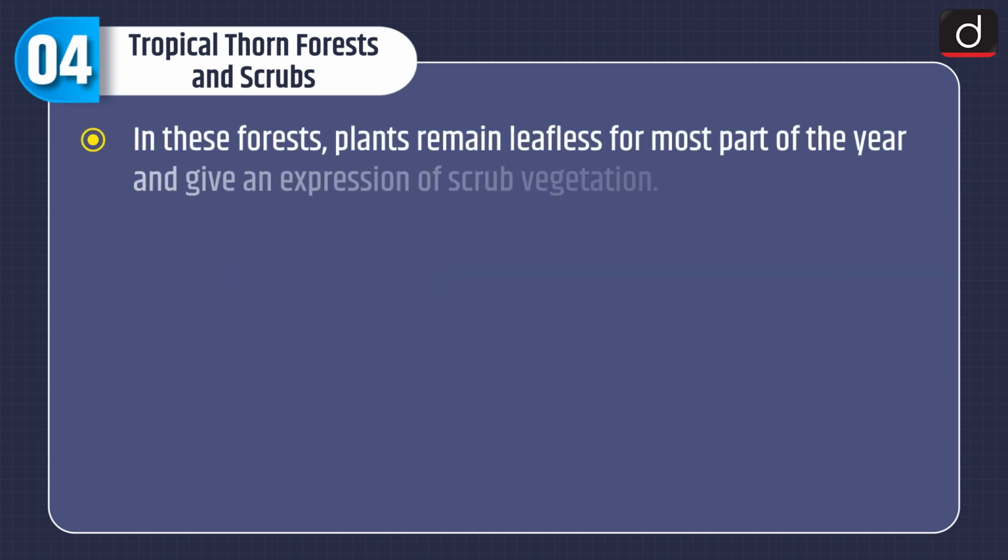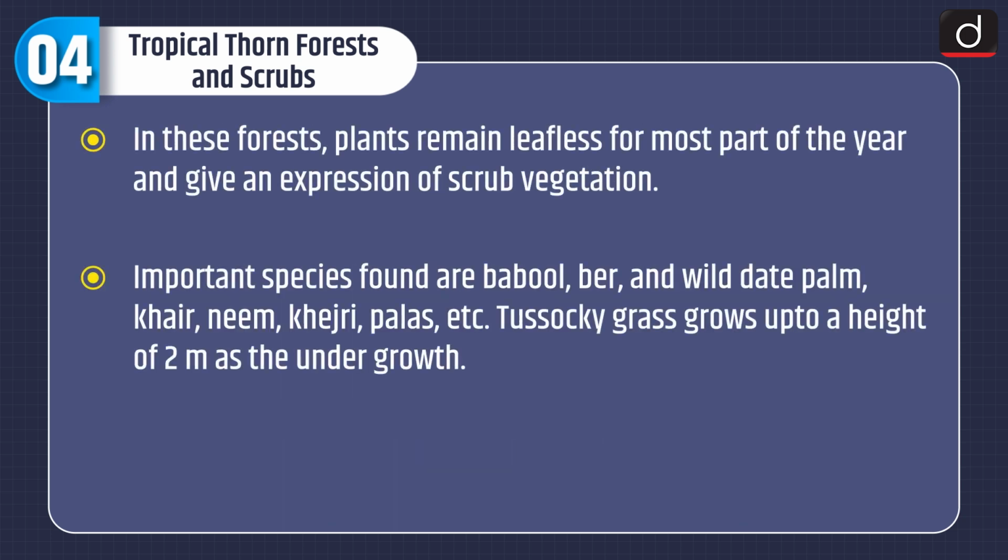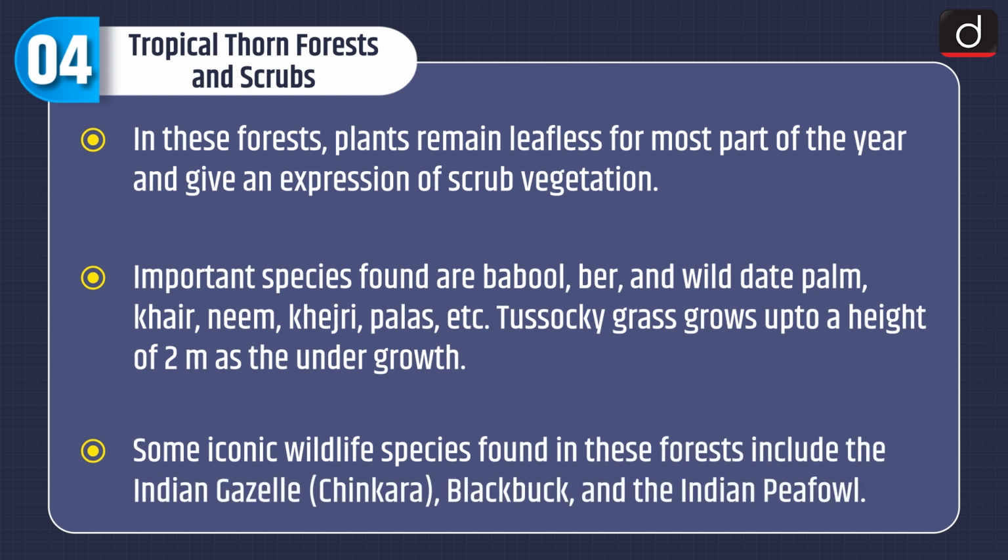In these forests, plants remain leafless for most part of the year and give an expression of scrub vegetation. Important species found are babool, ber, and wild date palm, khair, neem, khejri, palas, etc. Tussock grass grows up to a height of 2 meters as the undergrowth.